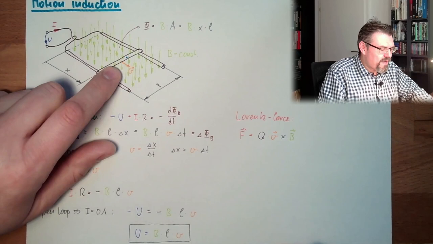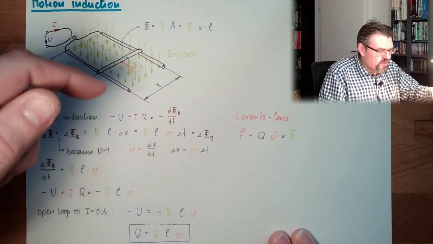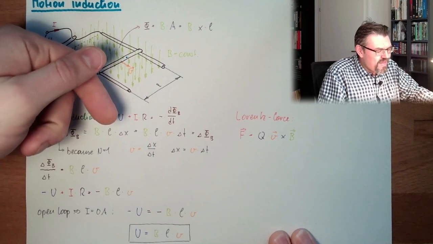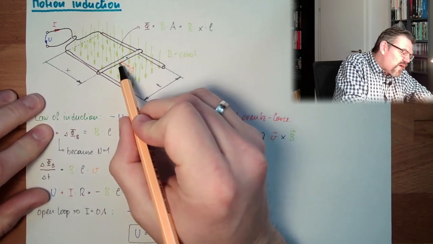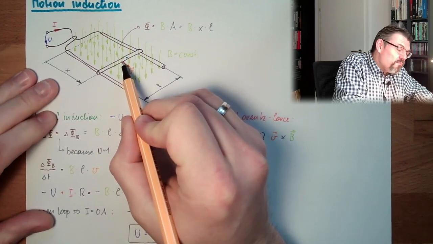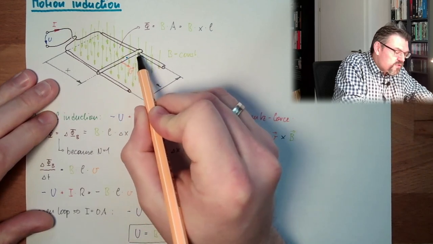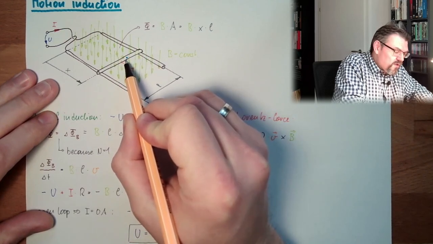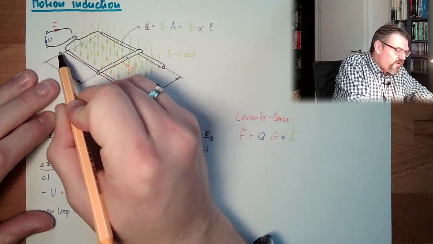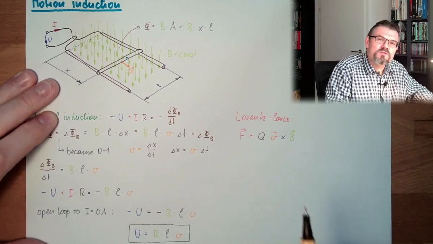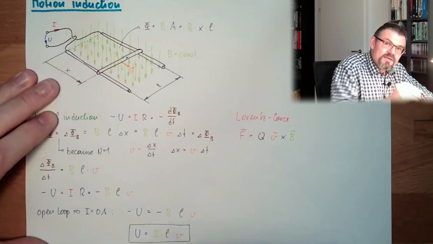Let's think about what is happening here. So the velocity is going in this direction. B is going in this direction. I turn the velocity into B, right-hand screw, so forces on positive charges will go in that direction. Forces on negative charges will go in that direction. And you see this direction is the plus side, this direction is the minus side. So you can also think, because of the Lorentz force, where's plus and where's minus.